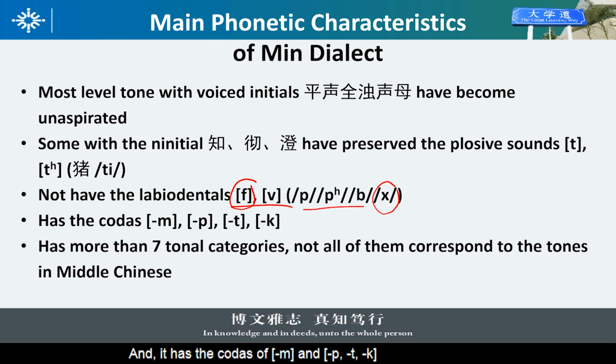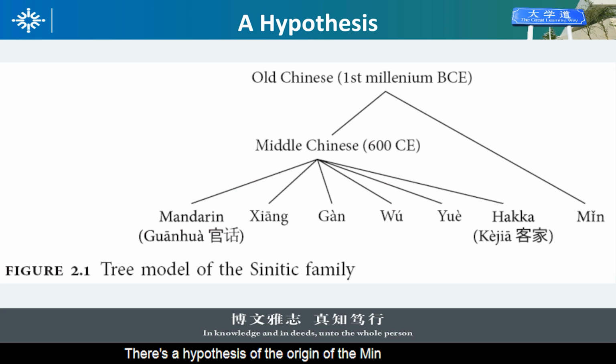And it has the coda of and ptk, remains the entering tone. And it has more than 7 tonal categories, and not all of them correspond to the tone of Middle Chinese. That means the tonal system of their change is more complex than most other Chinese dialects, and it cannot be attributed to the ancestor of Middle Chinese, because as we have discussed, there's a hypothesis of the origin of the Min, the separation of Min dialect, which regards it as separated earlier than Middle Chinese.